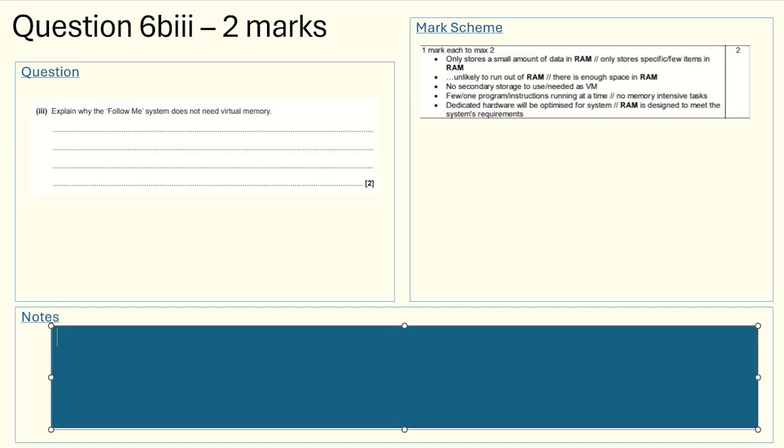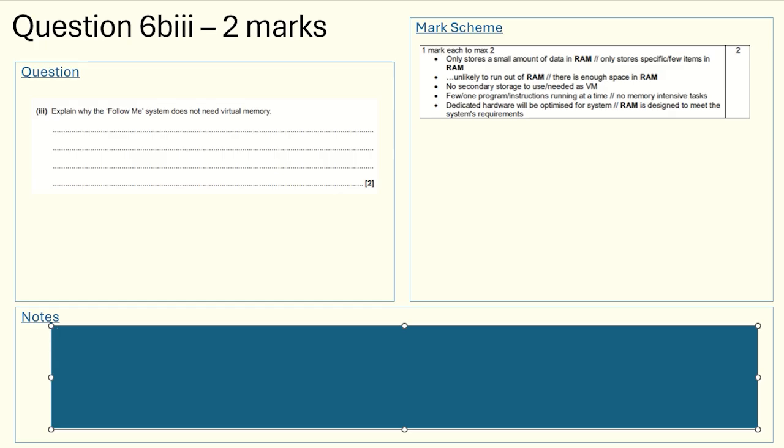Okay, the final question on this exam paper is 6BII, and it's worth 2 marks. We're still in the follow me system context for this. And it says, explain why the follow me system does not need virtual memory, for 2 marks. So to answer this one effectively, we need to know, first of all, what virtual memory is. And then we need to explain why the follow me system, as was outlined in the previous question, doesn't need it.